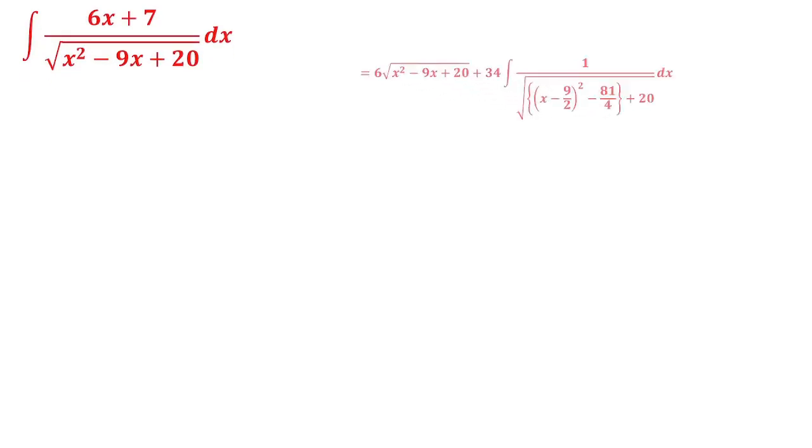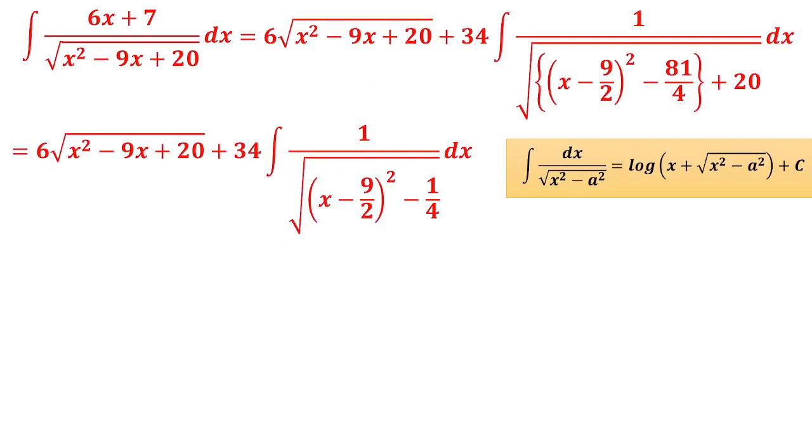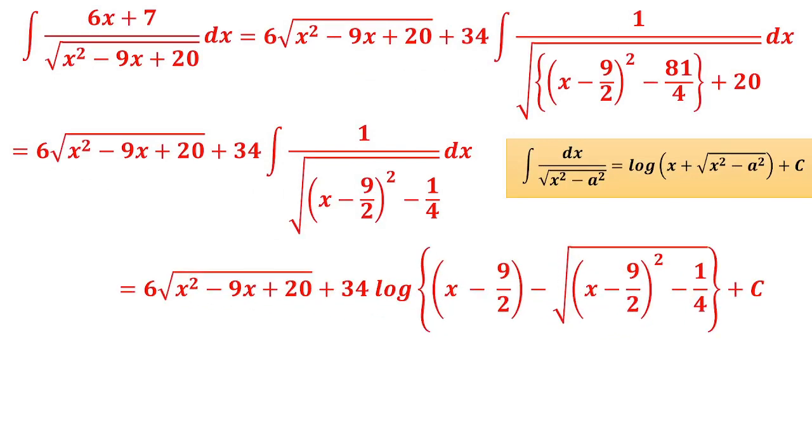And by simplifying it, you will get the formula for the integral of 1 over the square root of x square minus a square. I have substituted the formula, log of x plus the square root of x square minus a square, anyway. So we got the answer now directly.